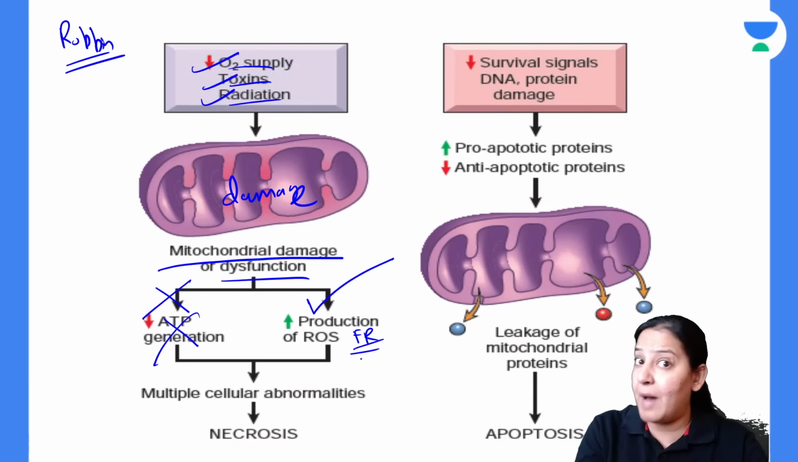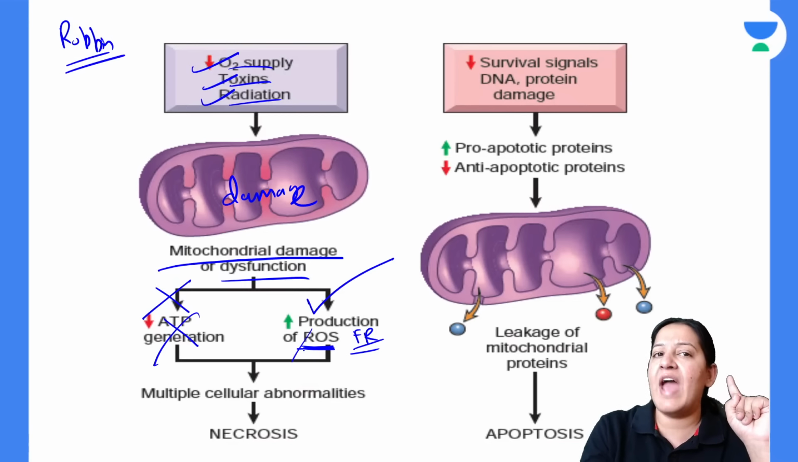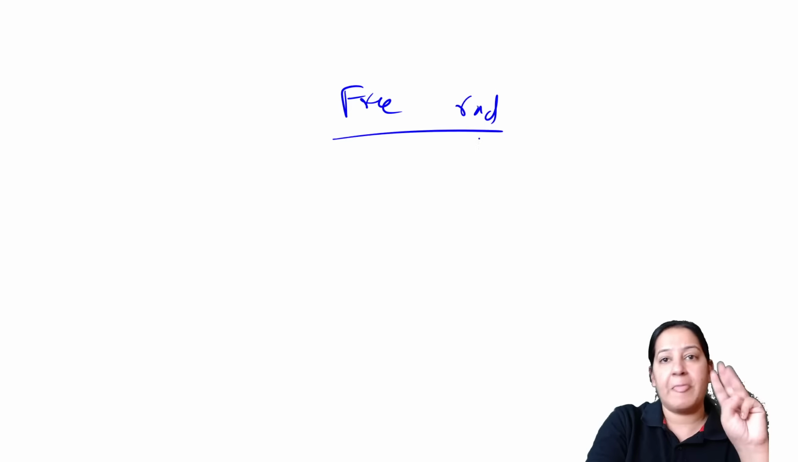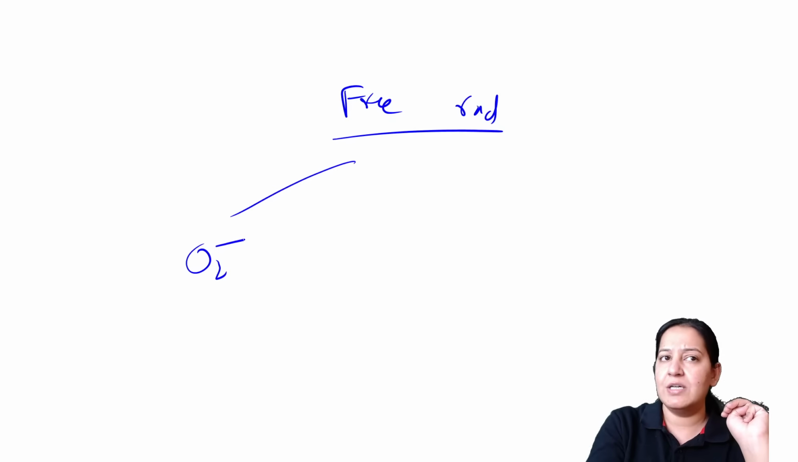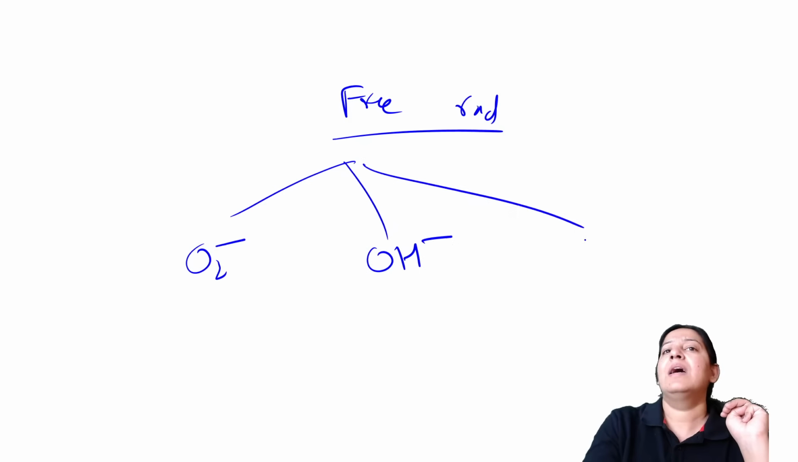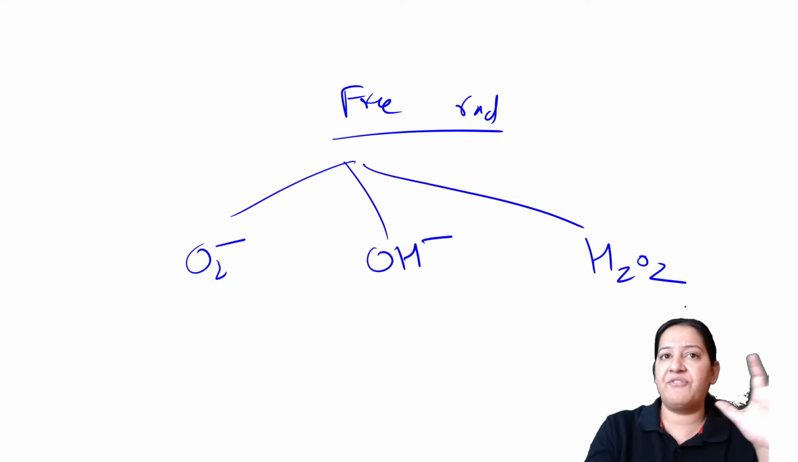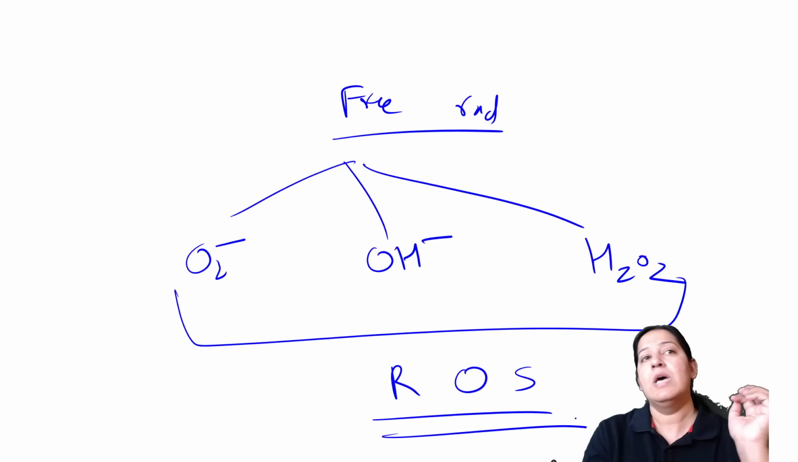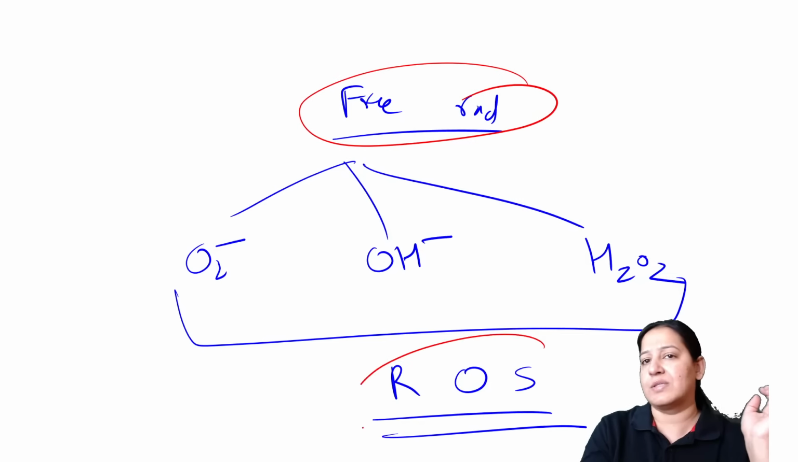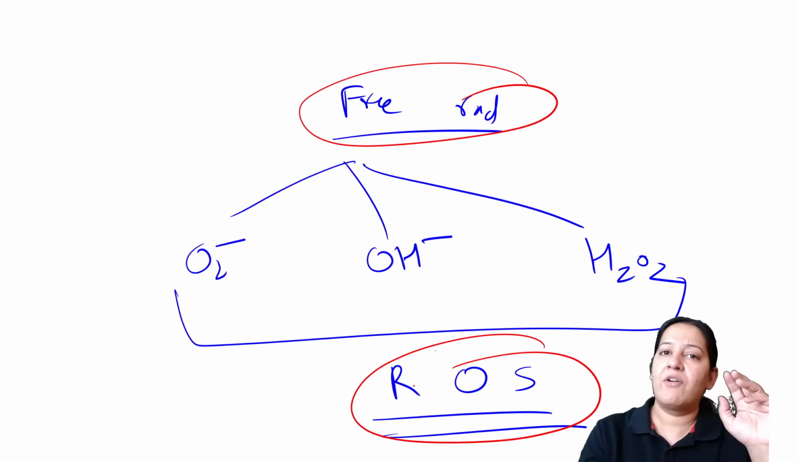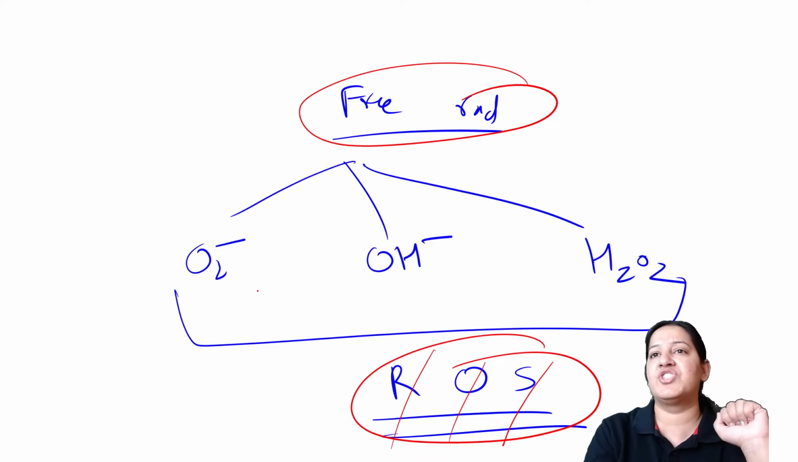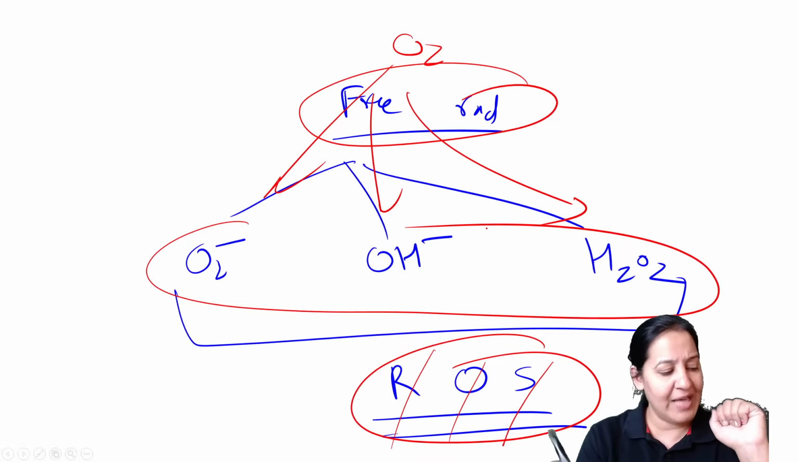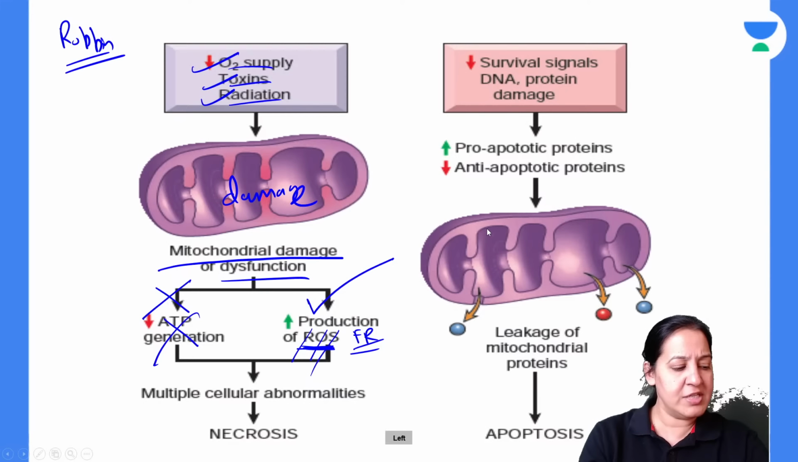The other name of free radical is ROS, reactive oxygen species. What are free radicals? As I have told you, there are three: superoxide ion, hydroxyl ion, and hydrogen peroxide. These three are the free radicals, known as reactive oxygen species, ROS. It is written in the books as ROS, because they are formed from oxygen. If mitochondria is damaged, oxygen gets converted into these three. Have you got it?